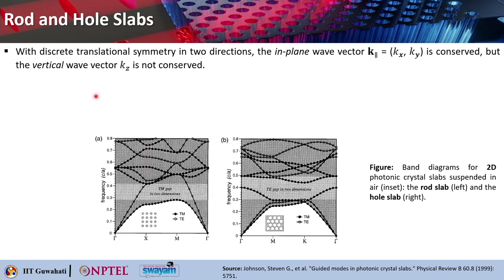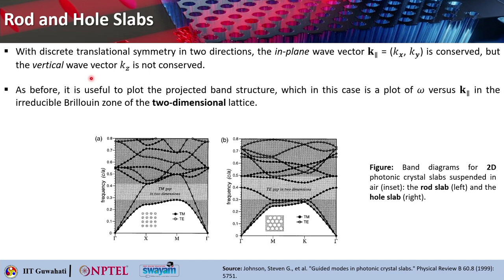Okay, so with discrete translational symmetry in two dimensions, you can say that the in-plane wave vector, which is given by k parallel, which can also be written as kx and ky, these two components, is basically conserved. But the vertical wave vector kz is not conserved. That is the case when you have finite thickness of the slabs.